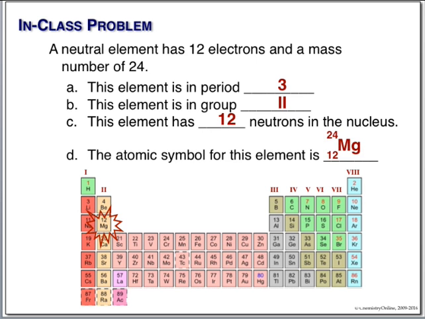You have electrons up there. Remember, the key word here is neutral. In order for something to be neutral, it has to have the same number of positives and negatives. Electrons are negatives, protons are positives, neutrons are neutral. So if it has 12 electrons and it's neutral, it must have 12 protons.